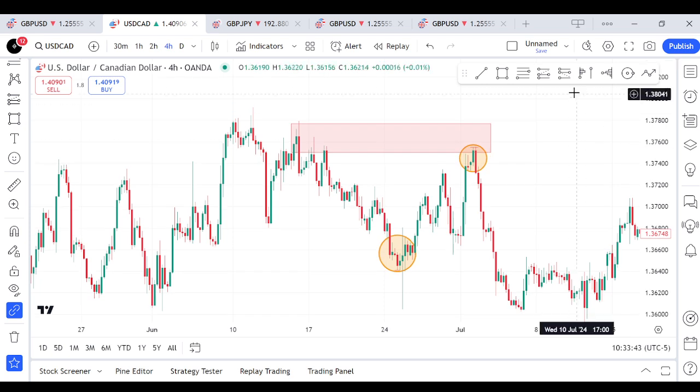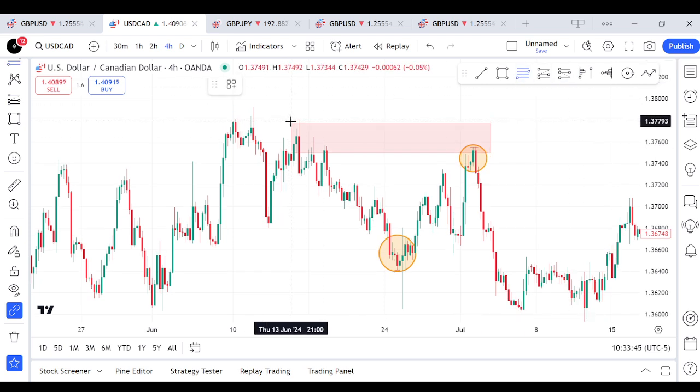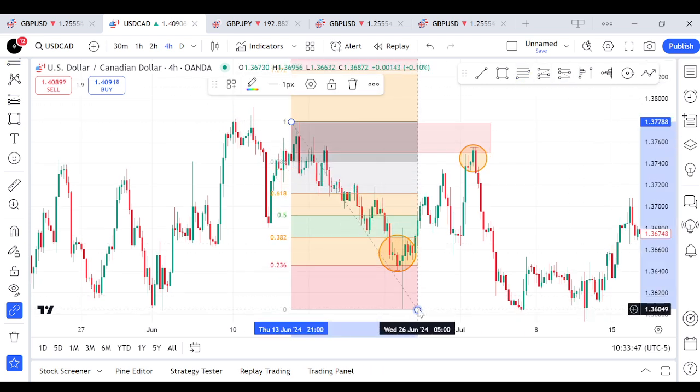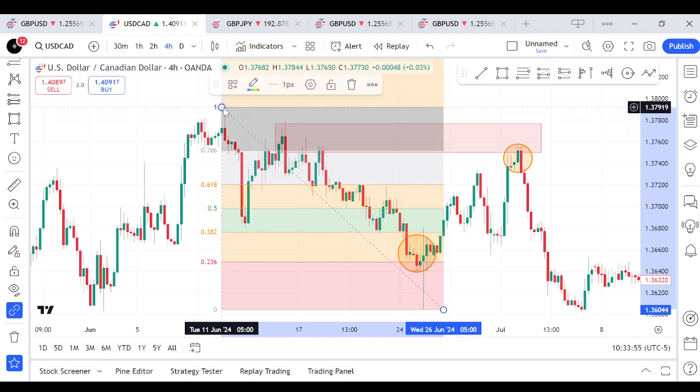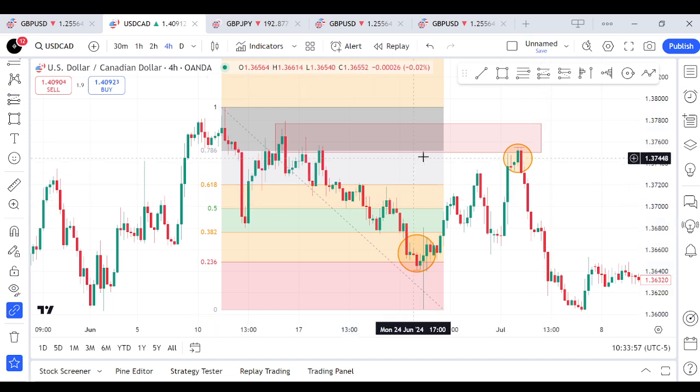If you use your Fibonacci tool from this top to this bottom, you can see this aligns with the institutional level, which is the 78.6 level. If you were to extend it, you see this is the 78.6 level exactly, and this is wonderful.